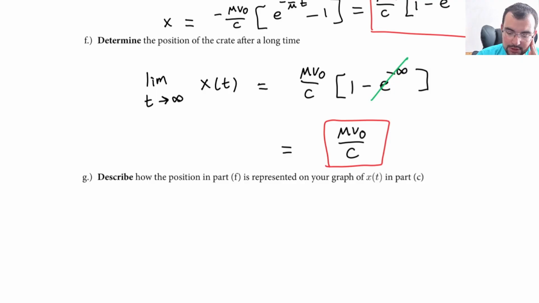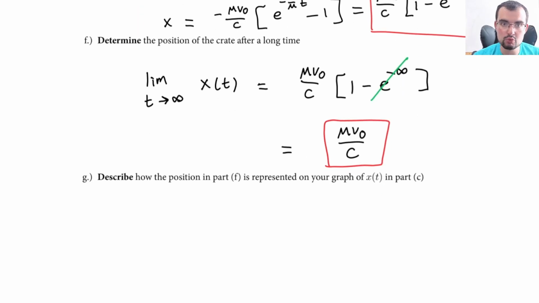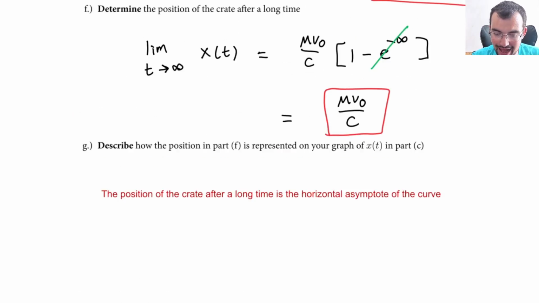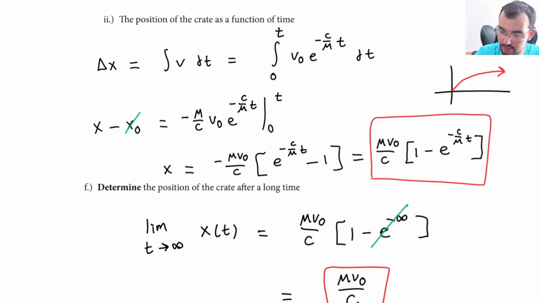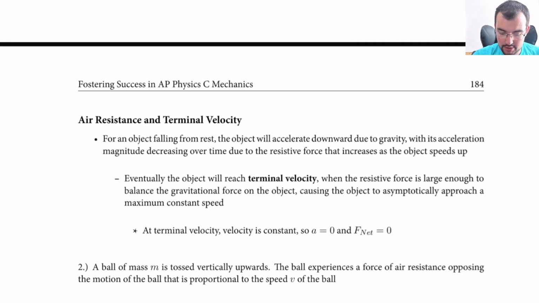And how is this position visualized on x of t? Well, position after a long time means what are we approaching after a long time? So this would be the horizontal asymptote. So this position right here would be this green line, mv0 over c. All right, would you believe that that was just the first problem?